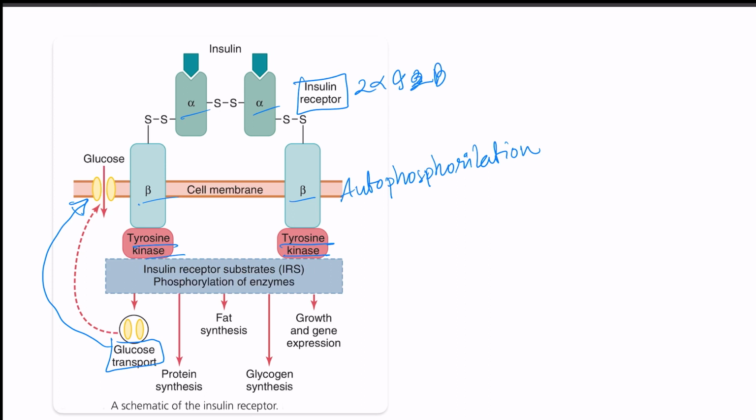Previously, we discussed that there are multiple glucose transporters. One of them is GLUT2, which increases glucose entry into the cell. This has also effect on fat and protein metabolism. So the ultimate function is glycogen synthesis and reduced blood glucose level.